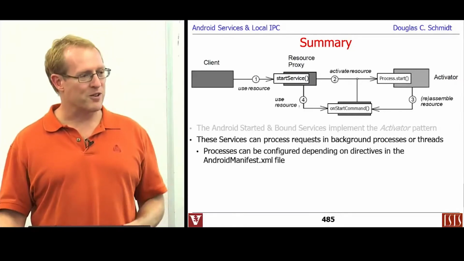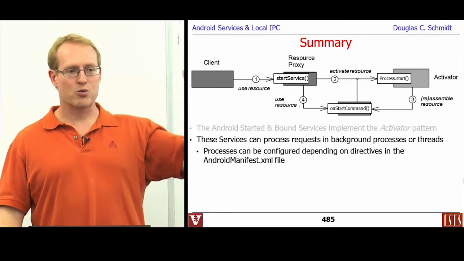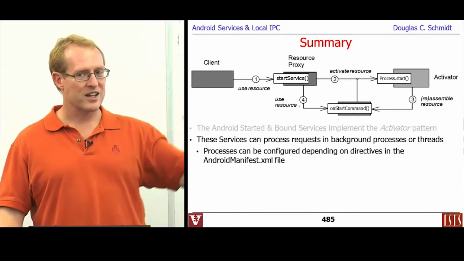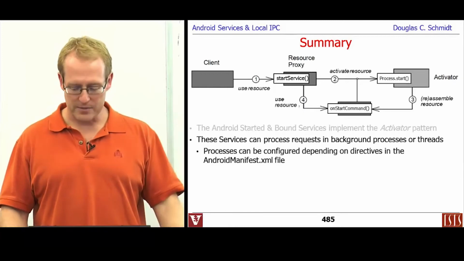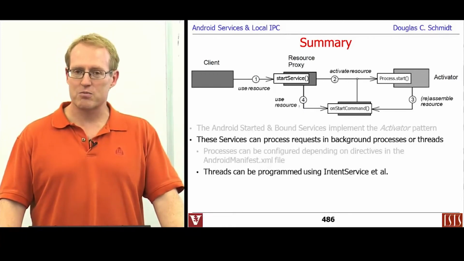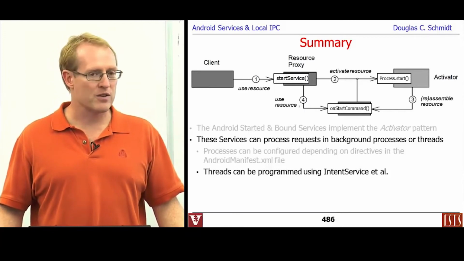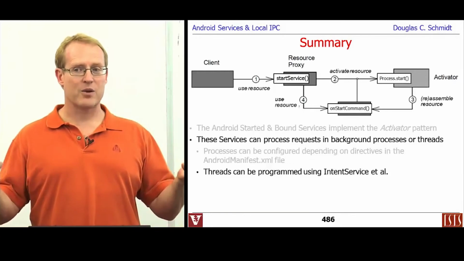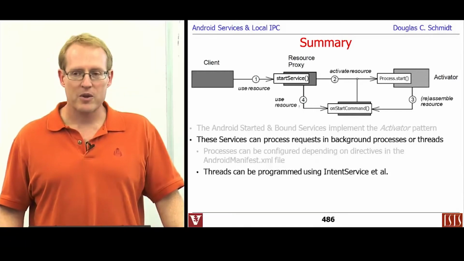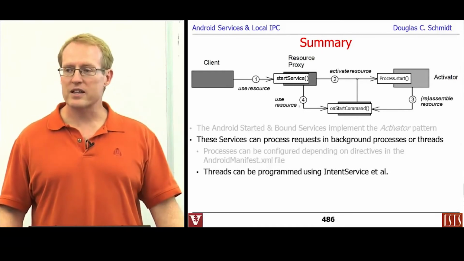But without too much effort, you can tweak the Android manifest file to say you want this to run in a separate process, so it can be launched in a separate execution context than the one originally calling it. And if you want the service to run in a thread, you can program that by inheriting from IntentService or doing something not unlike what you've done for your programming assignments to implement multi-threading on the service side. Okay, so that's basically Activator.